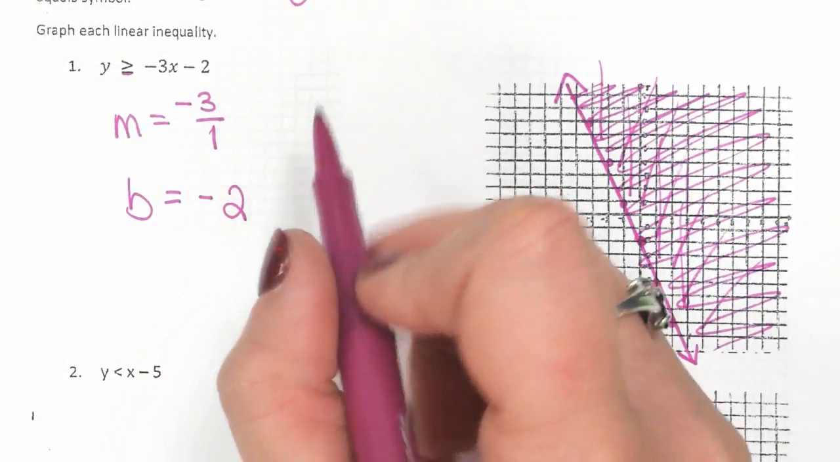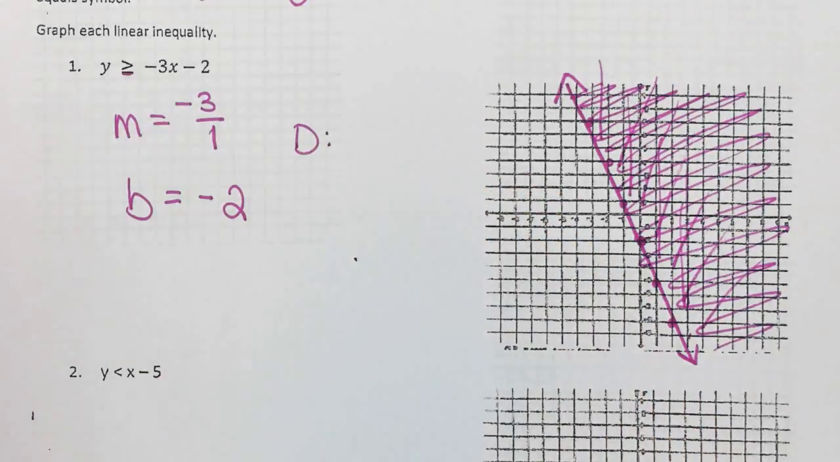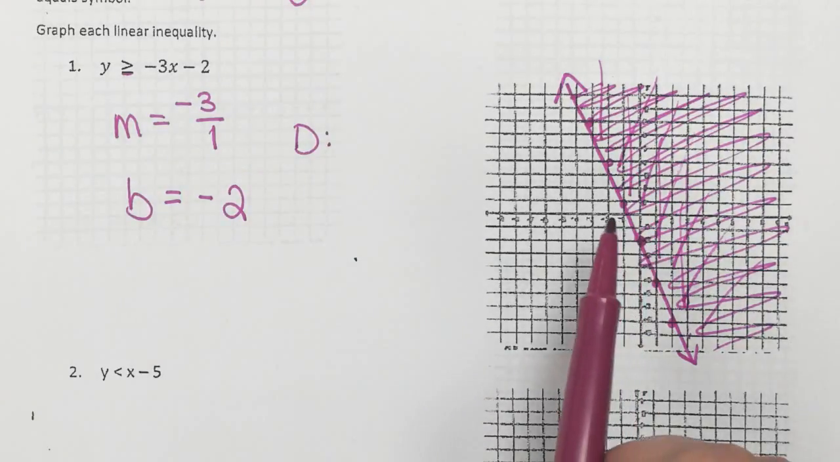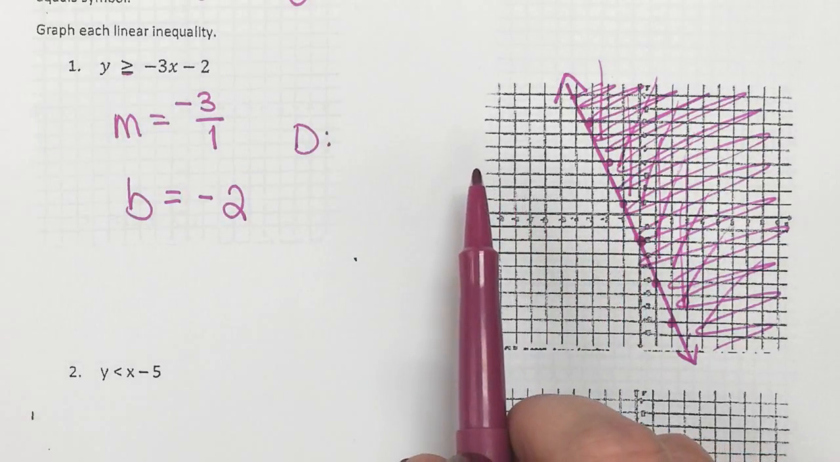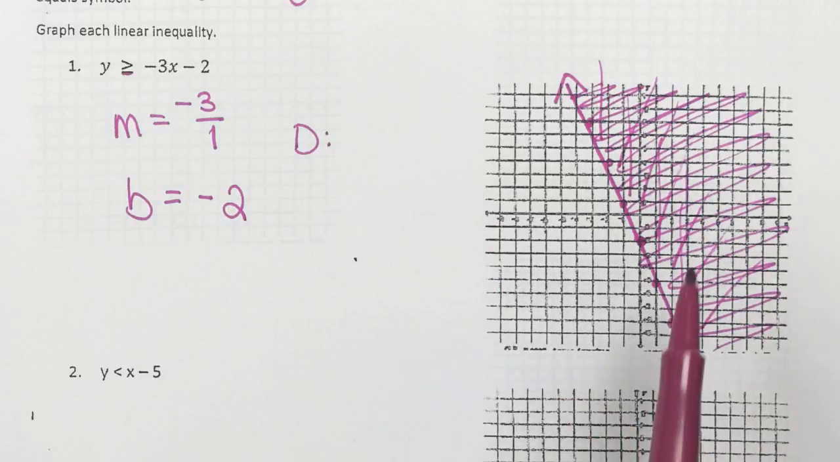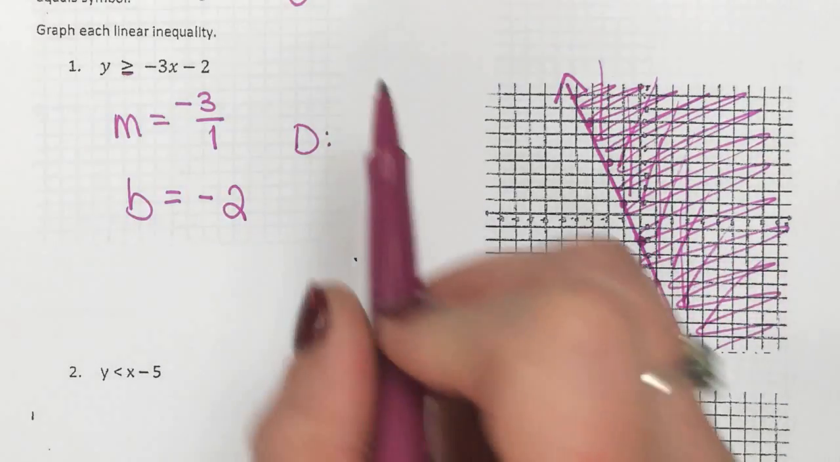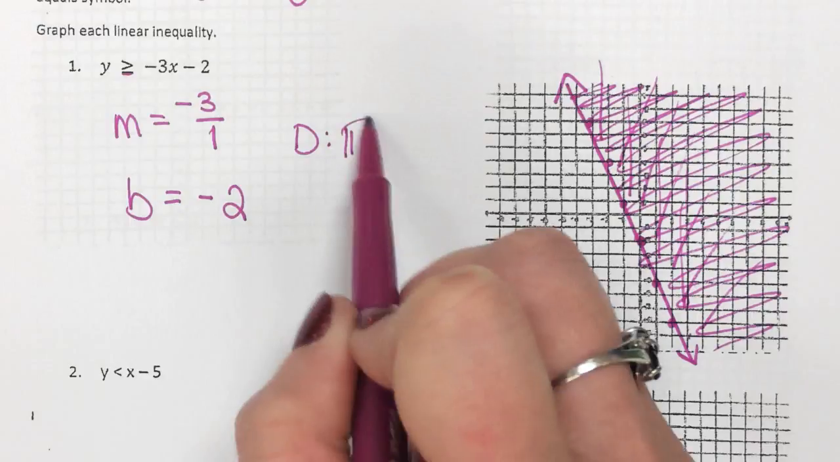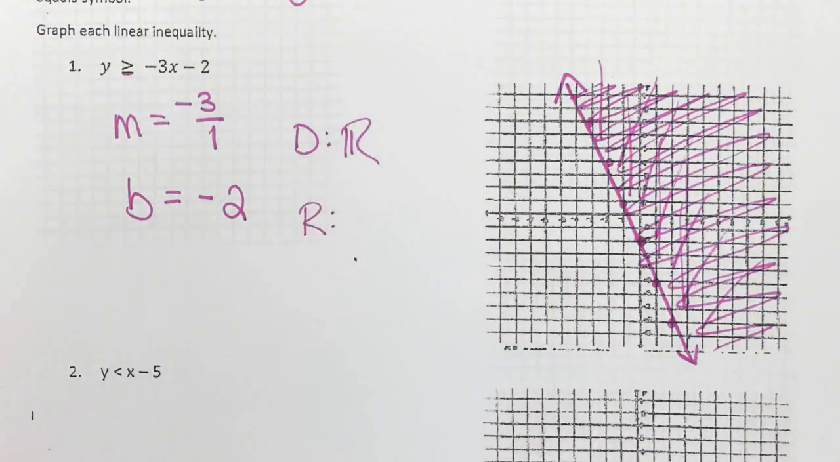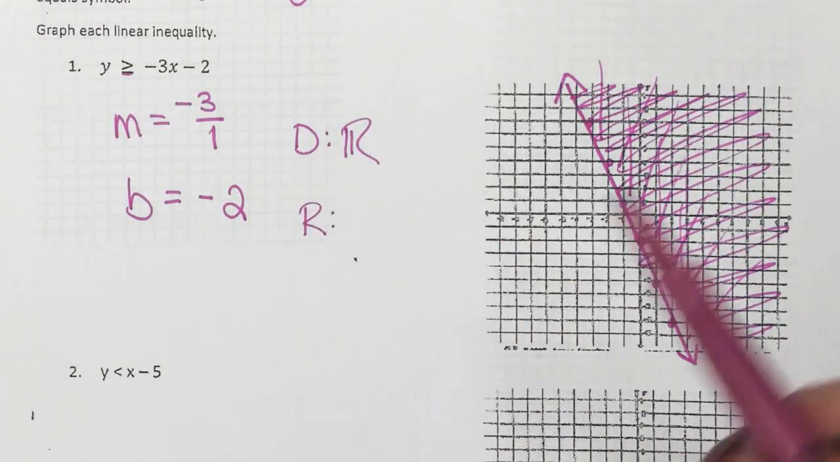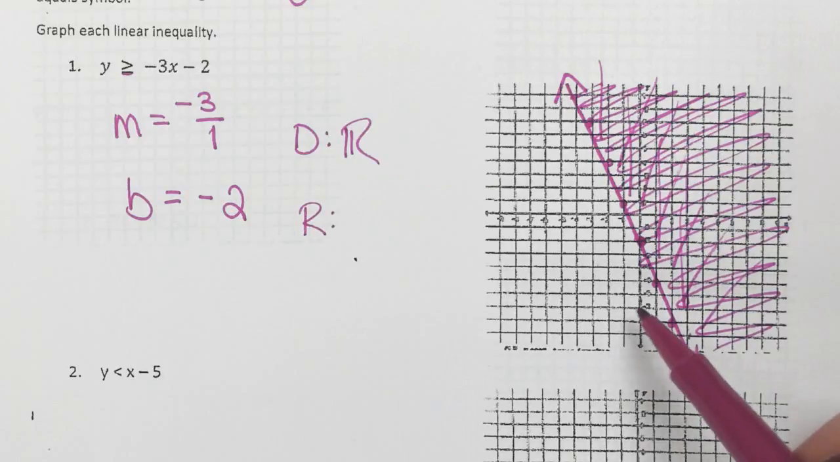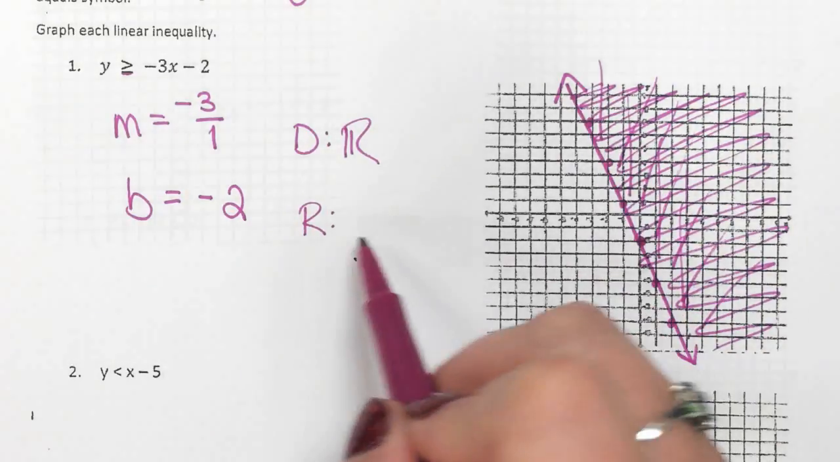All right, let's talk about domain and range. Domain is which way to which way? Left to right. Where's this graph going on the left? Negative infinity. Where's that graph going on the right? So what's that called? There you go. What about my range? Range is from where to where? Bottom to top. Where's it going on the bottom? Where's it going on top? There you go.